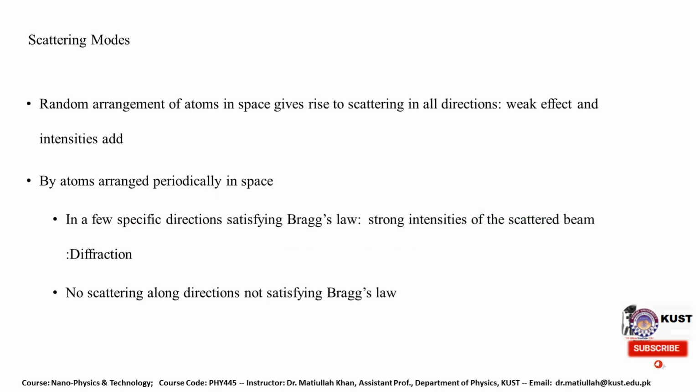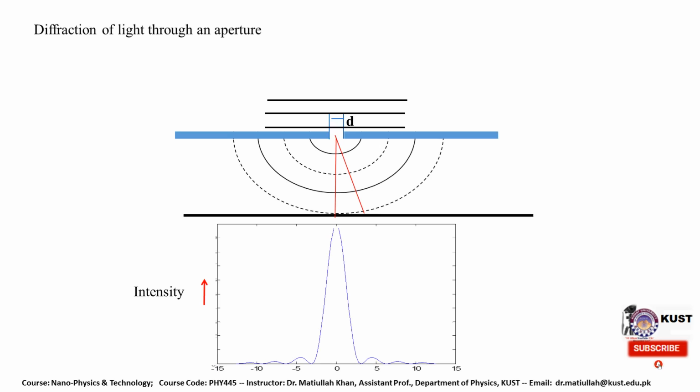So the scattering mode is a random arrangement of atoms in space, giving rise to scattering in all directions, that is a weak effect in intensities. By contrast, atoms arranged periodically in space, that is actually the crystalline nature of the material, scatter in a few specific directions satisfying Bragg's law. So there is strong intensity of the scattered beam, and from the diffraction we see that there is no scattering along directions not satisfying Bragg's law.